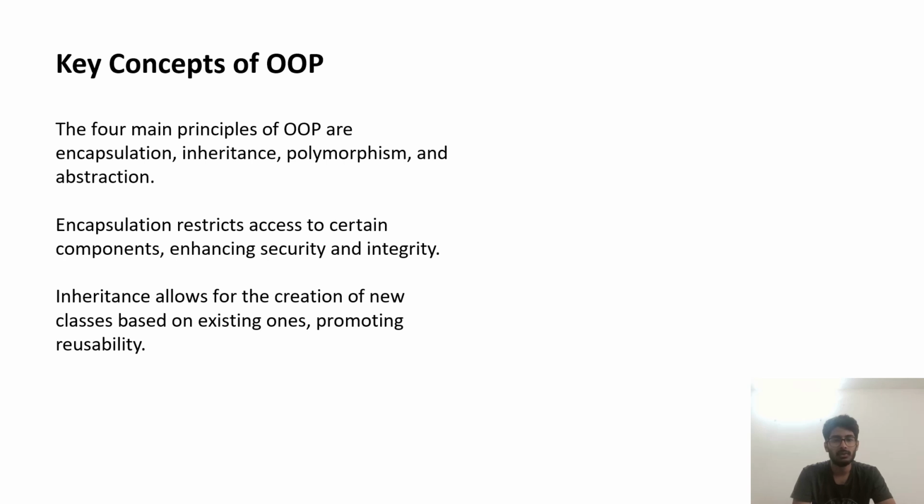Key concepts of OOPs. The four main principles of OOPs are encapsulation, inheritance, polymorphism, and abstraction. Encapsulation restricts access to certain components, enhancing security and integrity. Inheritance allows for the creation of new classes based on existing ones, promoting reusability.